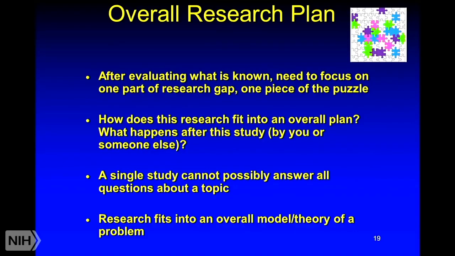So for instance, the studies using prostate-specific antigen as a screening tool, even though those studies didn't show that it was a useful screening tool, still came up with very useful information about who may or may not need to be tested with that test. The issue here is a single study cannot possibly answer all the questions about a topic, and in fact, one of the major flaws in research is people try to answer too many things in a single study. It's kind of like trying to put 25 anchors on a boat. You're going to sink the boat if you try to answer too many things at one time. So you really want to see how your research fits into the overall model or theory of the problem.